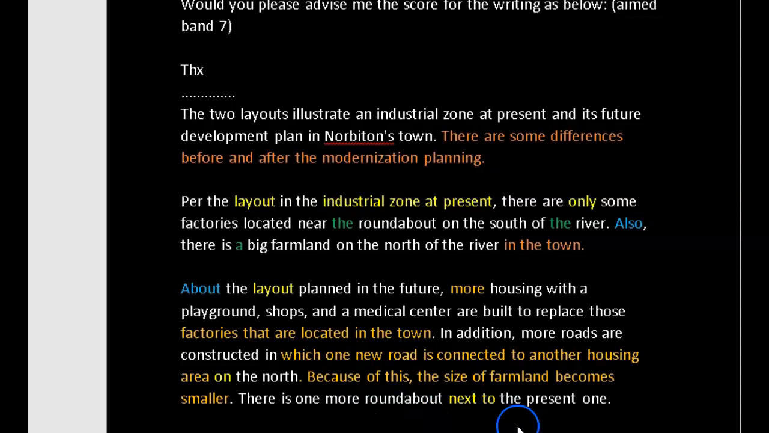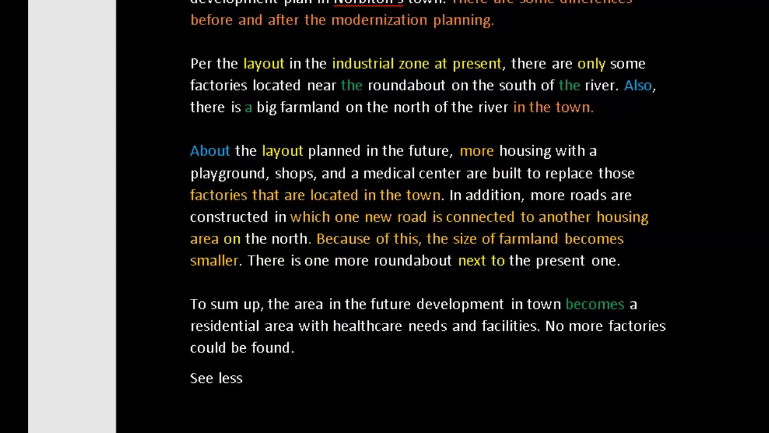One more, a roundabout next to... that does not tell us where it is. It's on the main road. That's the key thing about that roundabout. To sum up, this is not an adequate summary of the important changes seen in these two maps. Okay? Look at it in the big sense.